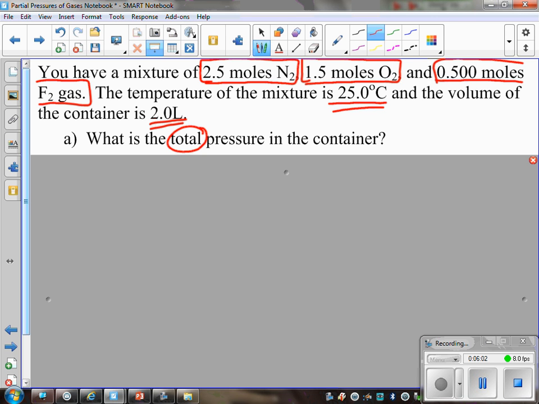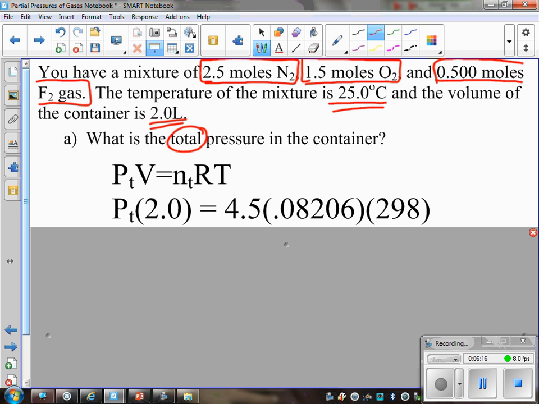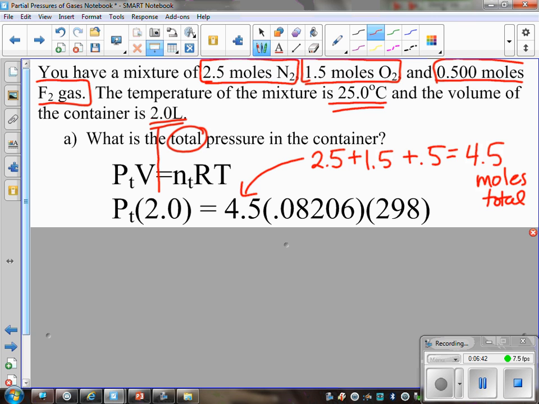So total pressure in the container, with all the volume and temperature measurements, we know we're going to be using PV=nRT. But if they want total pressure, then we need to be using total moles. So we're going to use the PV=nRT equation with the totals, which is the one you've always used. And we're going to plug in our information. So we know our volume was 2. We got that from there. We know our 4.5 is our mole value. So how did we get this mole value? Let's look at that. So the moles for N2 was 2.5. The moles for O2 was 1.5. And the moles for F2 was 0.5. And if you add all that up, you end up with a total moles of 4.5. Okay, so that's where that came from.